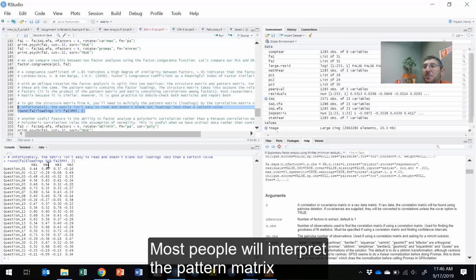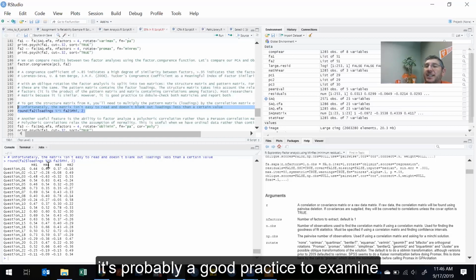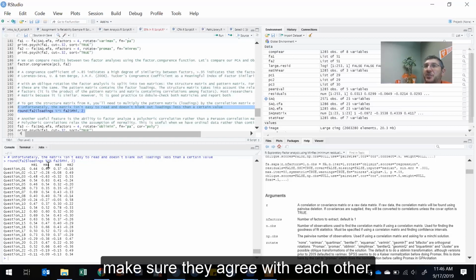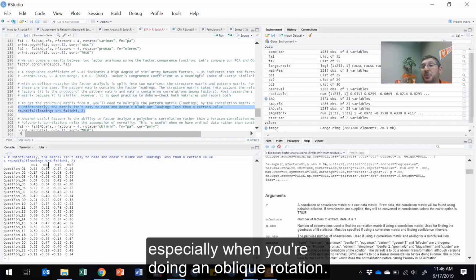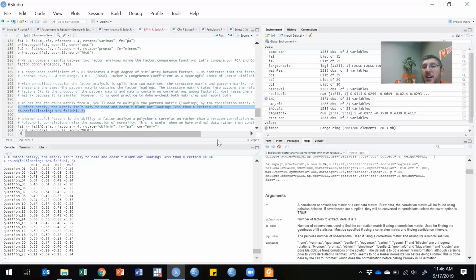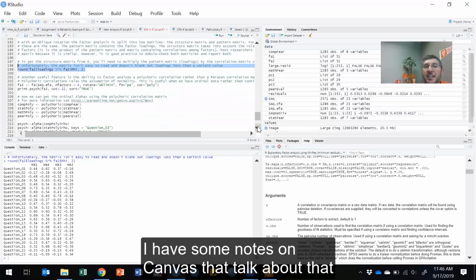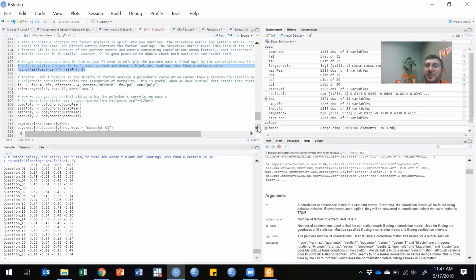Most people will interpret the pattern matrix just because it's easier to interpret. It's probably a good practice to examine both the pattern and the structure matrix, make sure they agree with each other, especially when you're doing an oblique rotation. I have some notes on Canvas that talk about that in a little bit more detail.